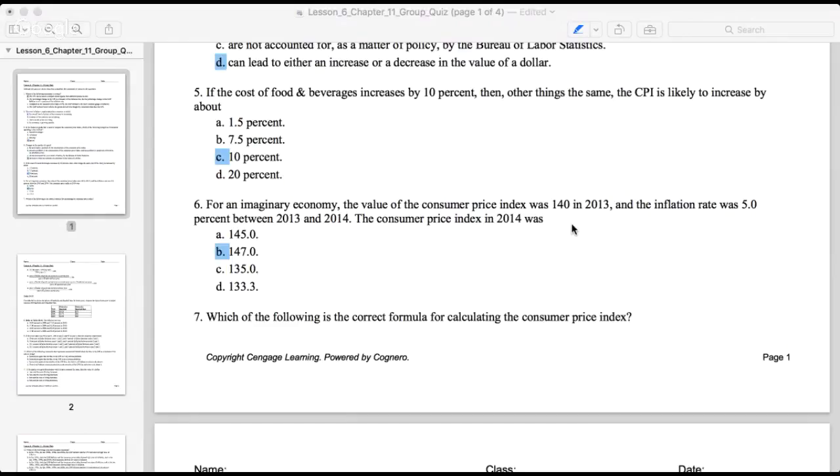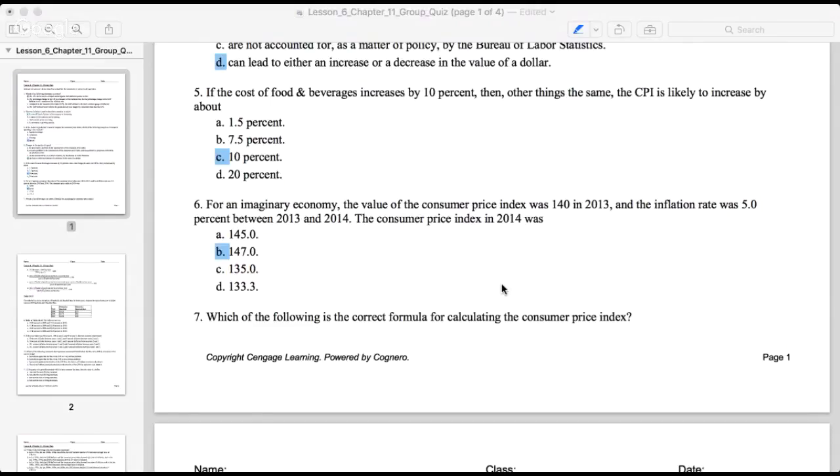Amber, can you email that formula to me, dear? It's actually 5% of 140. Okay, that works for me too. If you add that to the CPI of 2013, that would be 147. I don't know if it's right, but that's the way I got to that. Daniel's is easier than mine. Okay, so you went 5% of 140. Oh, exactly. Okay. All right. Cool.